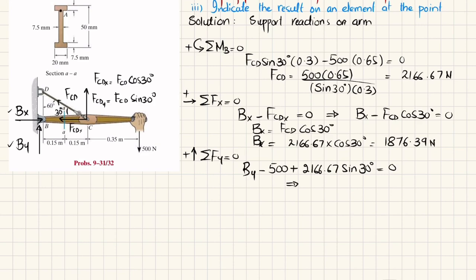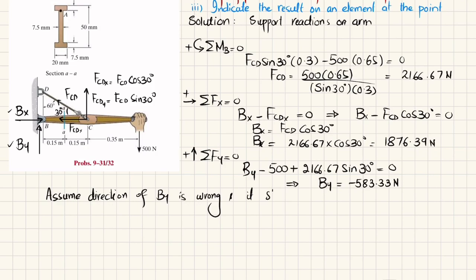So when you calculate it, you will get By equal to minus 583.33 Newton. So this value is negative. It means that our assumed direction is wrong. It should be downward. So By should be downward. So I will write: assumed direction of By is wrong and it should be downward.